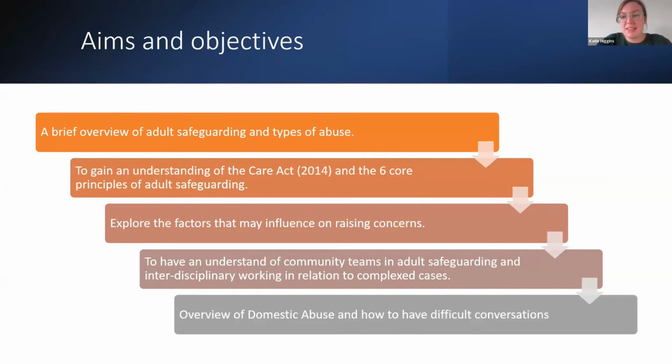So the aims and objectives for today's webinar is to give you a brief overview of adult safeguarding and types of abuse, to gain an understanding of the Care Act and the 6 core principles for adult safeguarding, explore the factors which may influence on raising concerns, and have an understanding of community teams and adult safeguarding in relation to complex cases. And to finish off, I'll just briefly go through domestic abuse and how to have those difficult conversations.